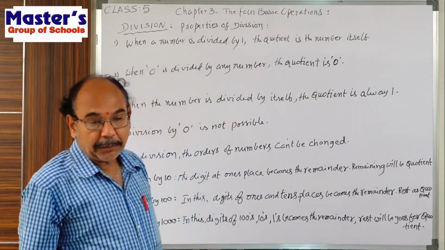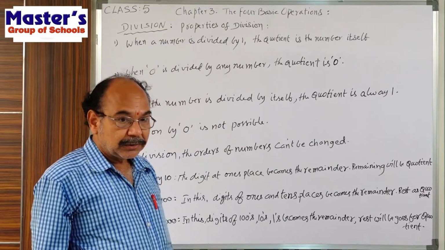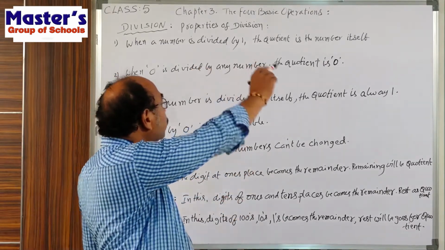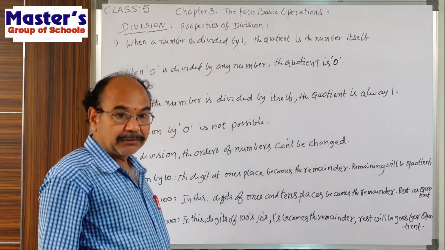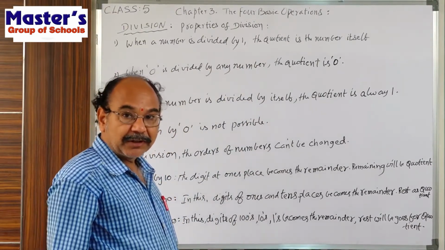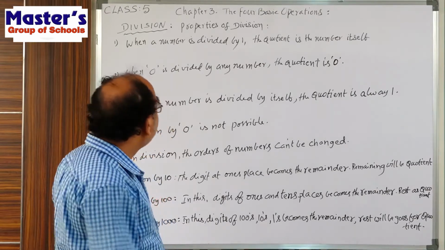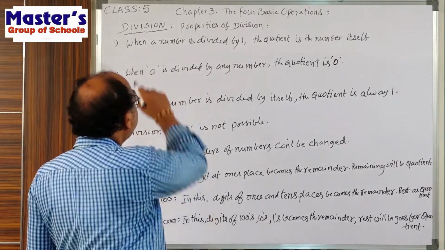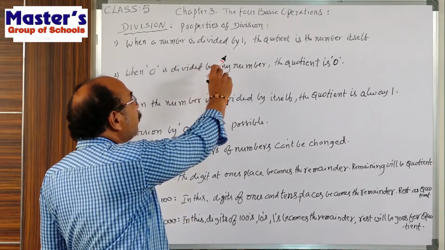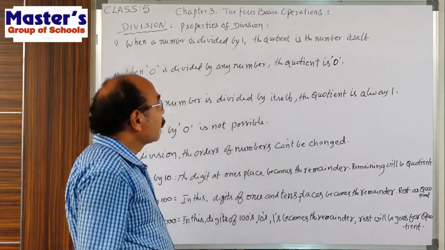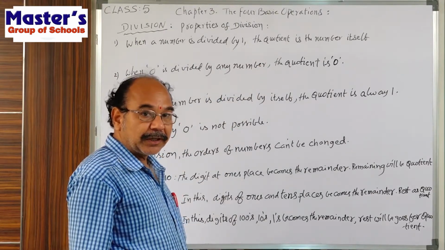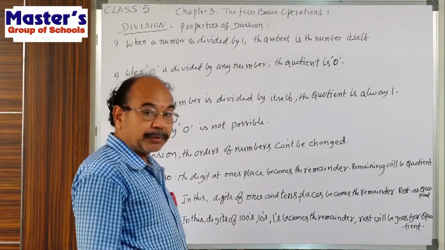About these properties, I wrote the properties of division on the blackboard. I will explain one after the other, children, with examples. Now you see, children, first one, read: when a number is divided by 1, the quotient is the number itself. So that is the first property.